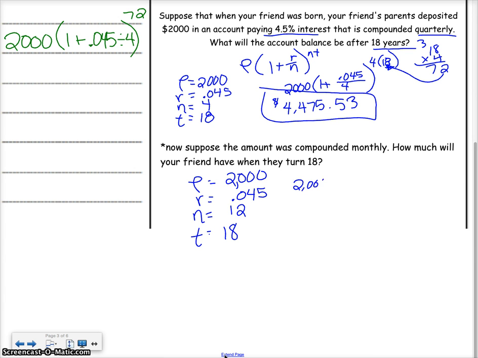So it's going to be 2,000 times 1 plus 0.045 divided by your compounds, to the compounds times time. I'm going to quickly figure out 12 times 18, which is 216. And then I'm going to plug it into my calculator again. 2,000 times (1 plus 0.045 divided by 12) to the 216 is $4,489.01.